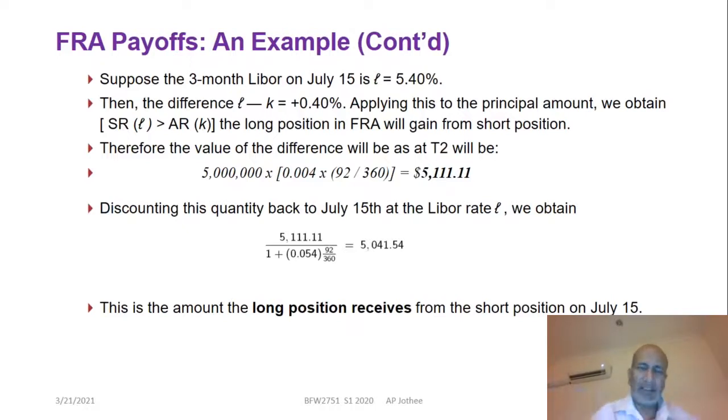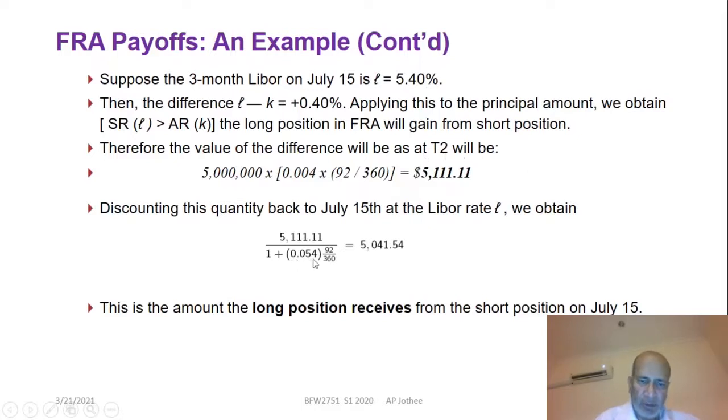But you want to determine the value at T1. So normally we can leave it at that, but for working it out, you may want to discount it back to T1. This payment happens on the October 15 date, but you want to bring it down to July 15. So at the LIBOR rate we obtain, you discount it by the 5.4% rate, because now L is the effective rate, no more the K.